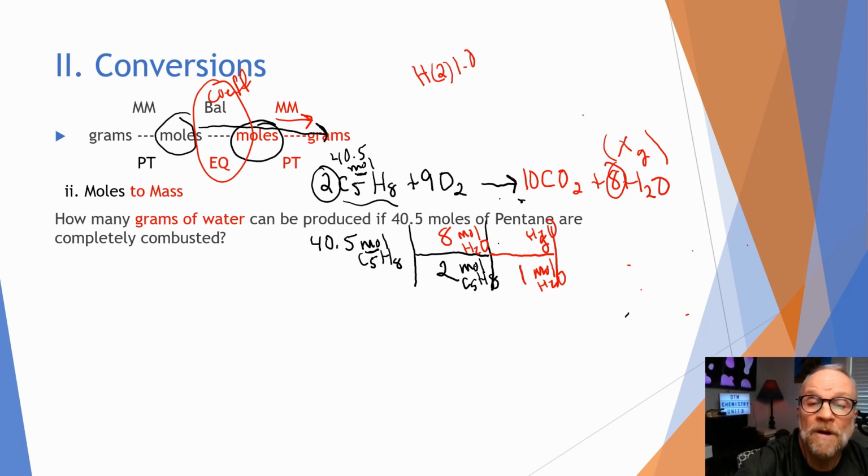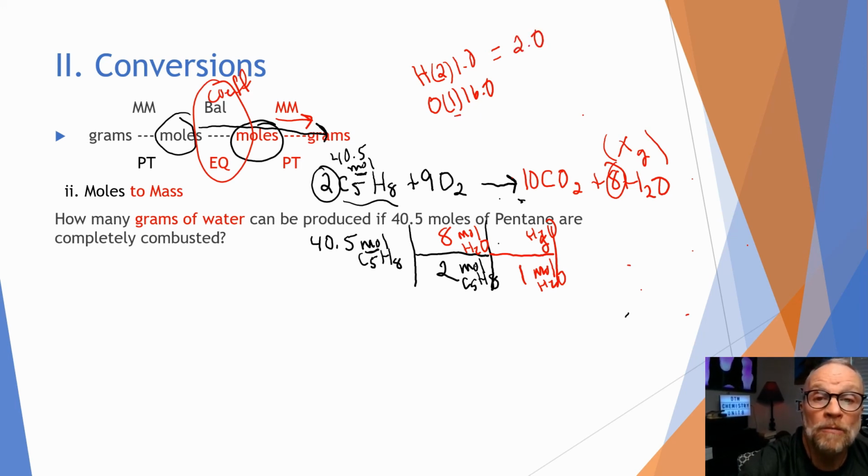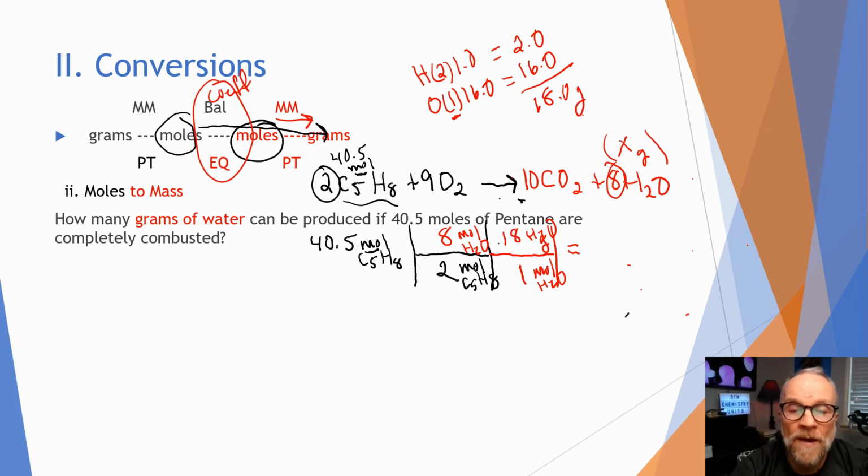I have to look at the periodic table for that. So for every 1 mole of water, you have 1 gram of hydrogen. But we have 2 moles of it, so 2 times 1 will give us 2. We only have 1 mole of oxygen and 16 grams per mole for that guy, and we have 18 total grams here. So now we have 40 times 8 times 18.